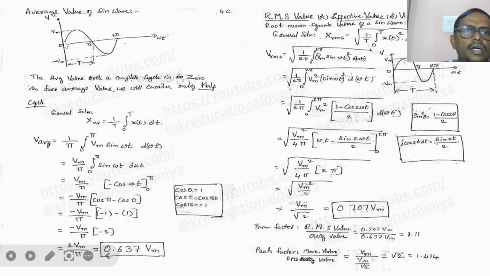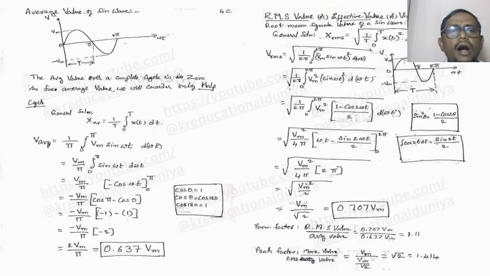Here we are going to take the y-axis as V and the x-axis as omega t, and the maximum value is Vm. For the average value of a sine wave, we are getting plus Vm, and for the negative cycle we are getting minus Vm. So the average value of a complete cycle will always be 0 for a sinusoidal waveform.